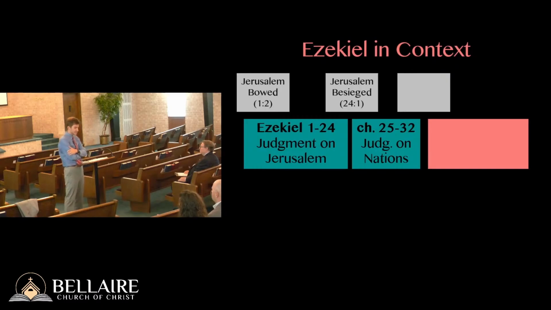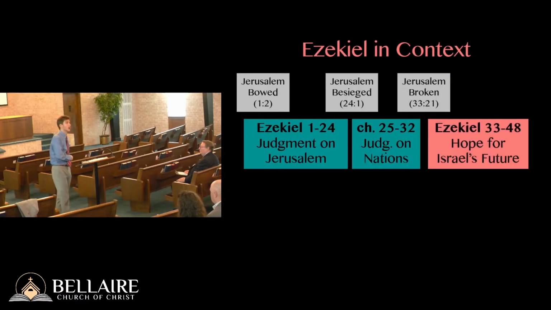And then we get the big announcement in chapter 33 of what has happened to Jerusalem. It is totally destroyed: temple torn down, burned, everybody else taken into exile, total desolation. That's the big event. And then for the rest of the book, from 33 to 48, what is there in Ezekiel's message for Israel? Hope. And that finishes off the book.